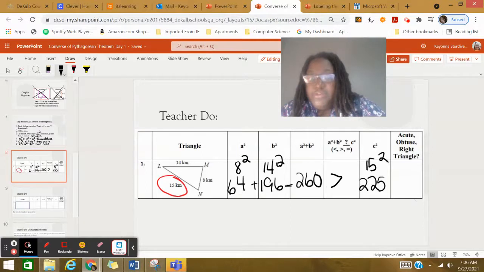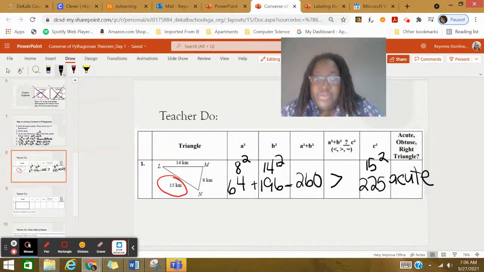Now remember that we're reading this from the right hand side, right? So c squared, which is 225, is actually less than 260. Remember that if it's less than, you're going to say that this is acute. Okay, and that's it. That's all you guys are doing. You're going to simplify a squared, simplify b squared, add a squared plus b squared together, simplify c squared, and then determine if it's going to be greater than, less than, or equal to. Once you figure that out, you're going to just fill in the column to state whether it's going to be acute, obtuse, or right triangle.